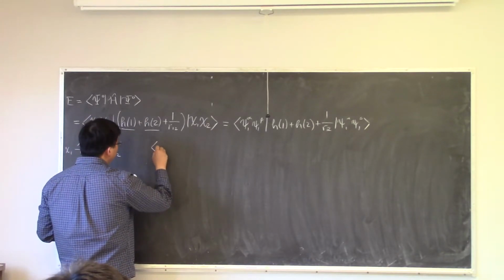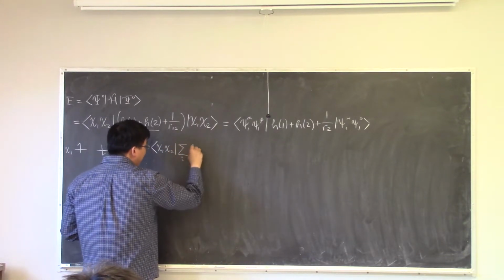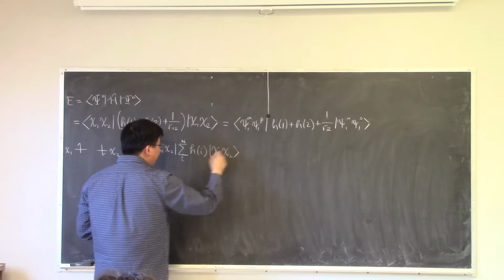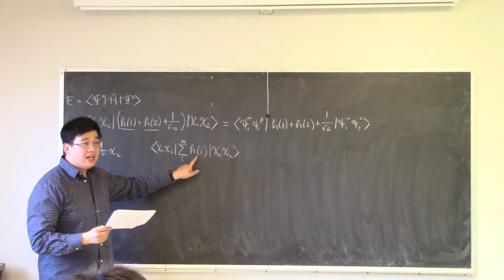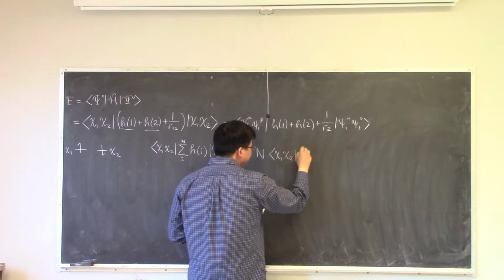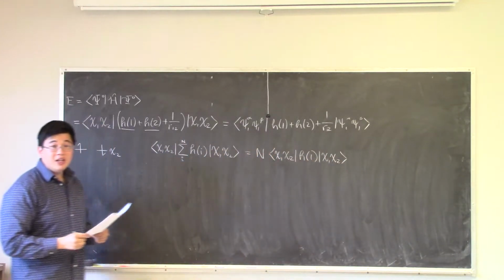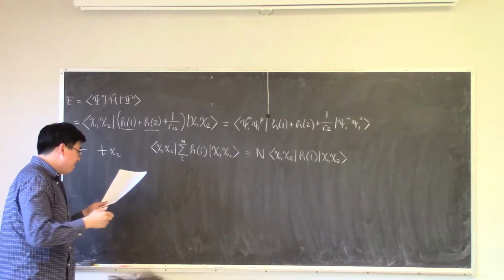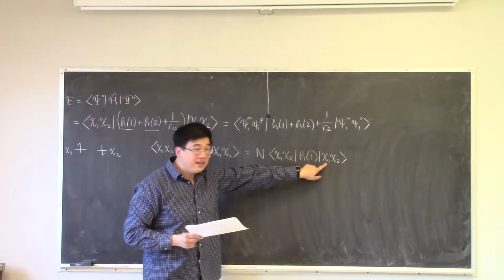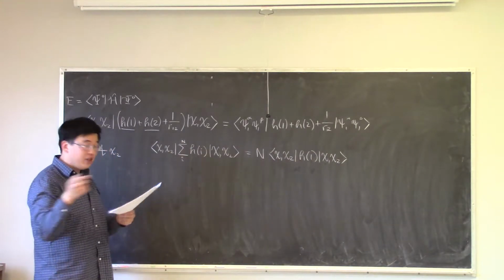So in general, the expectation value of the sum of one-electron operators is just going to be equal to the number of electrons times the one-electron operator of just the first electron. Now you see this one-electron operator operates on only the first electron. So we can now expand the Slater determinant to see how this actually works.